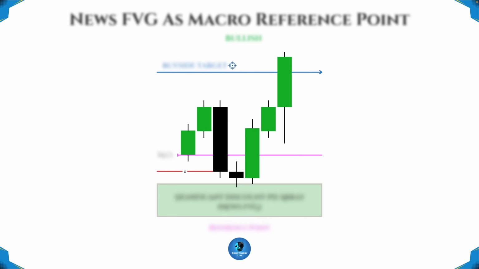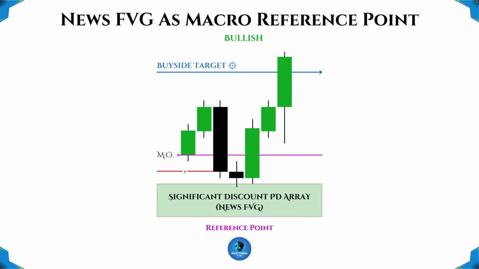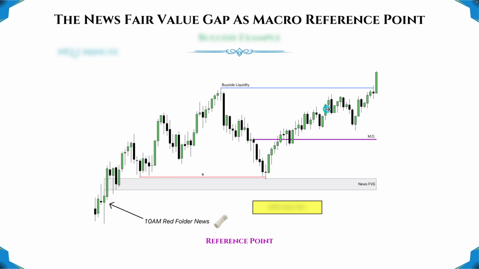Okay. So if we move forward, the news fair value gap as a macro reference point, just like the 930 fair value gap, we look for macro power of 3 concepts. But while we're going below macro open, we want to see it refer to that news fair value gap before providing us the setup to target our buy side objective. Okay, let's look at an example of this.